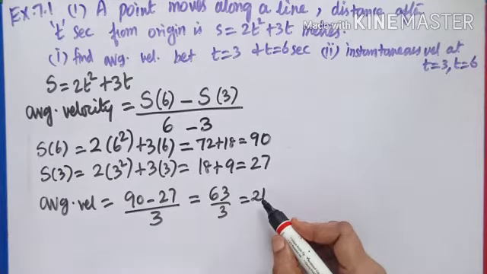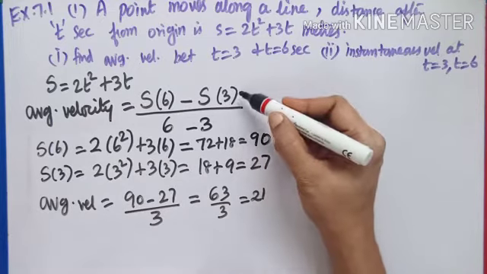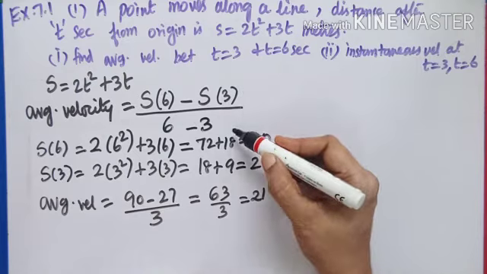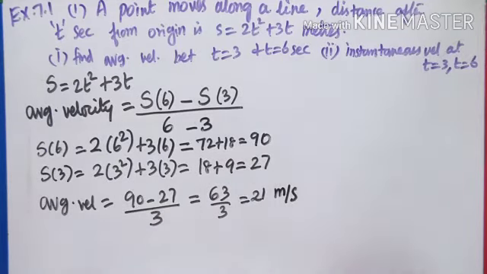How to write the units? It is meters per second. Distance here, time here. So distance in meters, time in seconds. So my unit will be meters per second.